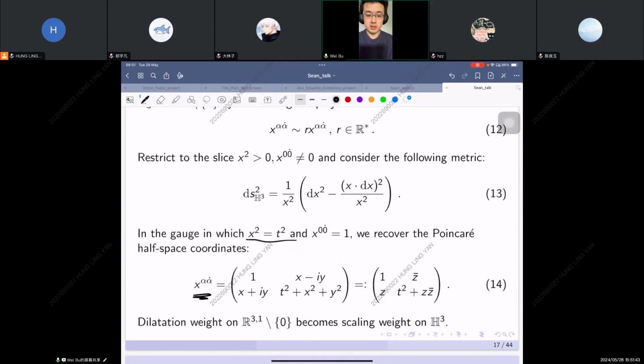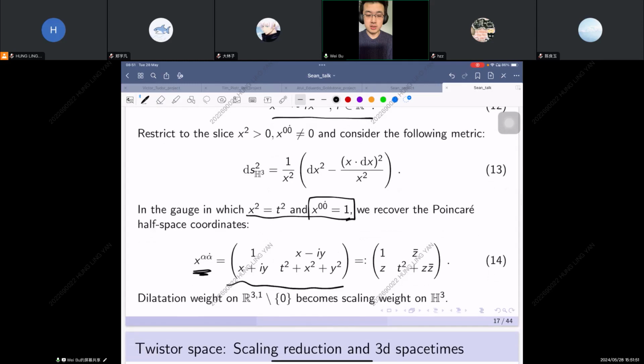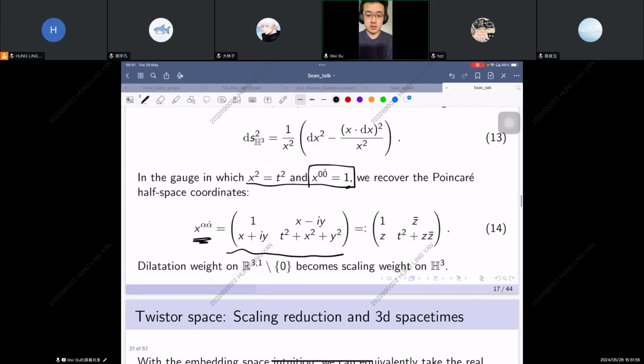In this particular gauge choice, and after considering things up to real scaling and picking this particular gauge condition, you can write Minkowski spacetime coordinates as this, and you just redefine x minus iy to be z bar, x plus iy to be z, and t squared is t squared. Then this metric gives you the usual Poincare half space coordinate.